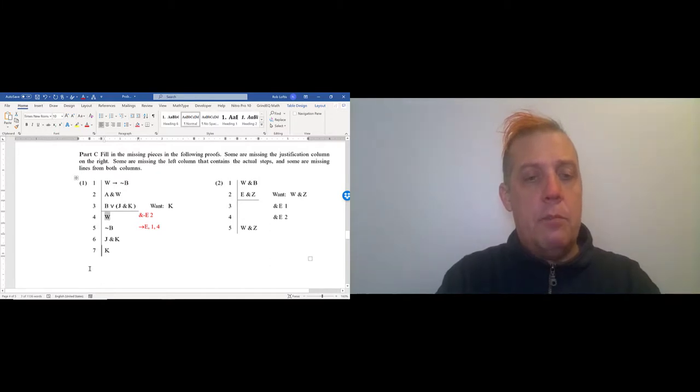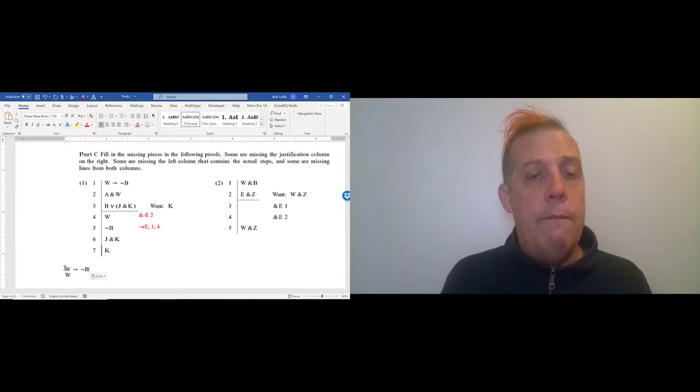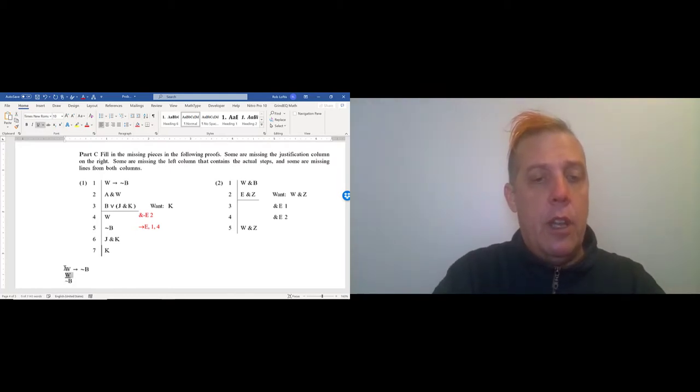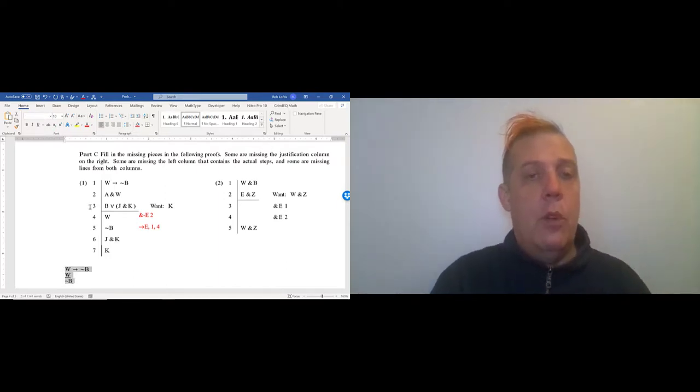So let's just give ourselves some space down here and show you what that looks like, right? So I copy one line, I copy the other. I just cut and paste line 1 and line 4, and you can see that it matches the scheme for conditional elimination with not B at the end. We can underline there, right? That is just the argument that we're using.